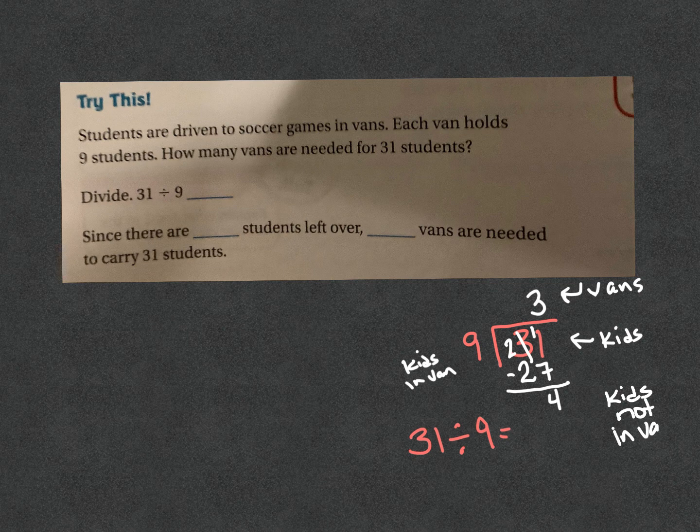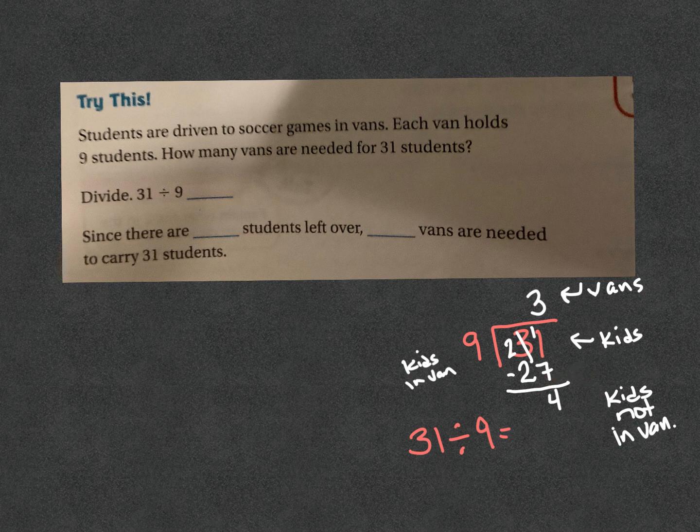Now we have to ask ourselves, am I not taking them? Am I leaving them behind? Or am I taking a van and cutting it into a partial piece that just fits 4 and then leaving the other half of the van? Like, that's not reasonable, right? You don't do that. And you're not leaving 4 behind.